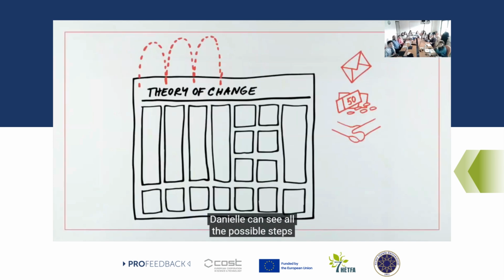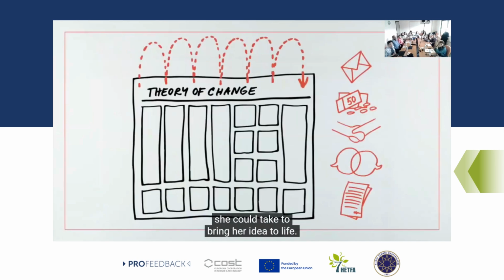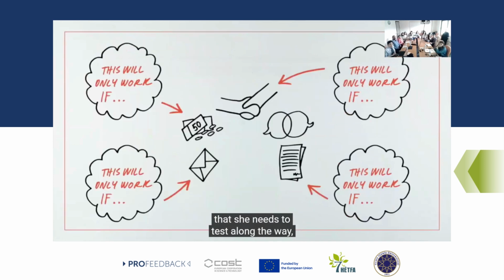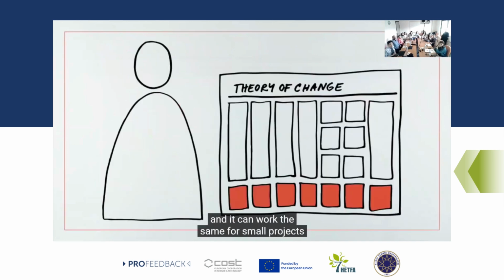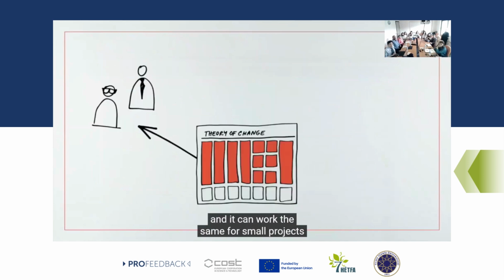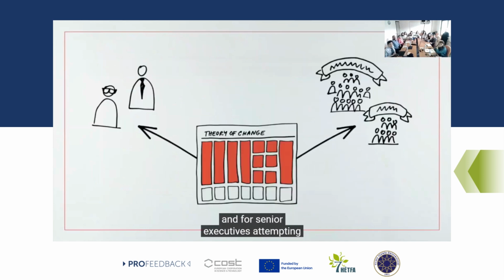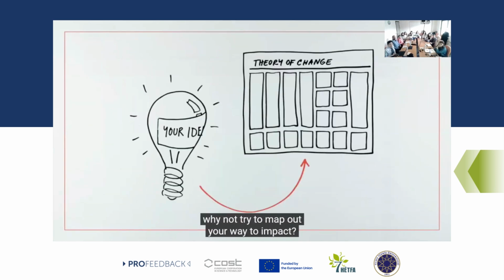Danielle can see all the possible steps she could take to bring her idea to life. She is also aware of all the assumptions that she needs to test along the way. And it can work the same for small projects and for senior executives attempting large organizational change. So if you have an idea for change, why not try to map out your way to impact?